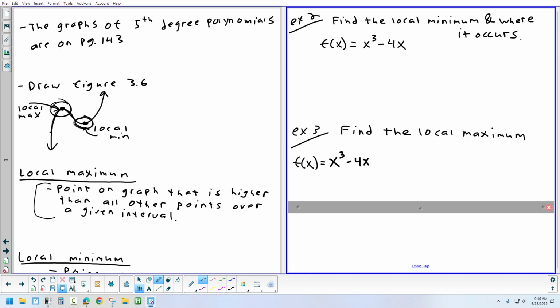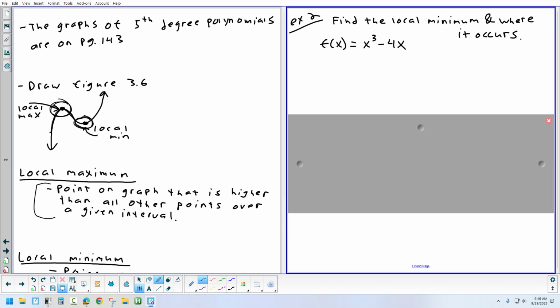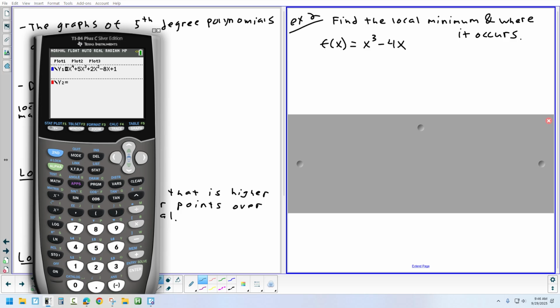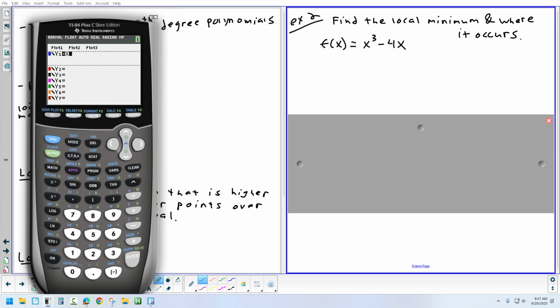Okay, I'm not going to do both of these. One of them was minimum, one of them is maximum. I'm just going to do the minimum. Two things you have to understand when you're finding a minimum. It's a coordinate. The x value is where the minimum occurs. The y value is what the minimum is. So you have to understand the difference between the two.